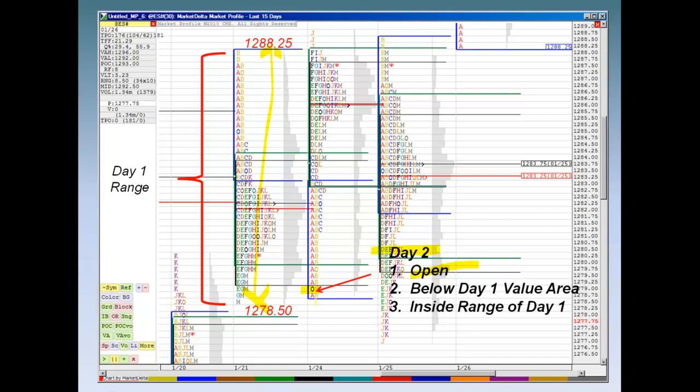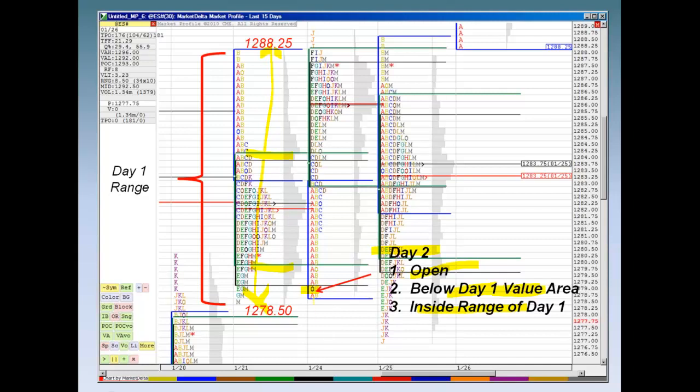The next question is, did we open below or above the value area or inside the value area? So the 3 questions are very easy to answer. Here's the value area of the prior day, 2 green lines for it. So I am in range, but I am below day 1's value area. All right, so I am in range, but below the value area.